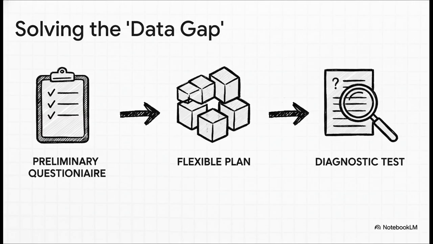First thing they do, send out a questionnaire. This gets them some of that initial subjective data. What do the students think they need? Next, they build the first week to be super flexible, something that can change on the fly. And then, the masterstroke. Day 1, everyone takes a diagnostic test. Boom! That gives them the hard, objective data they need to really tailor the rest of the course.